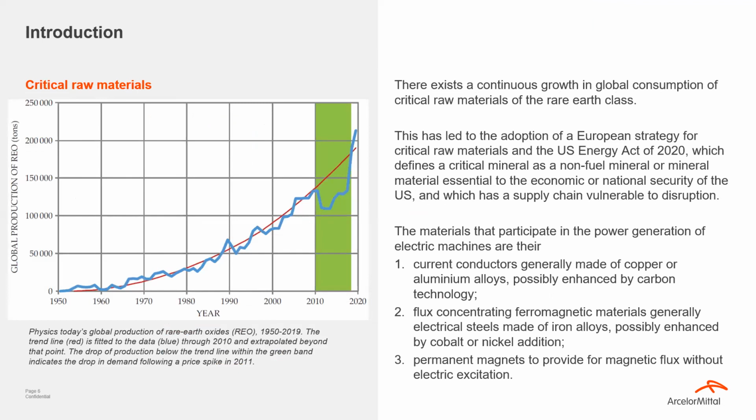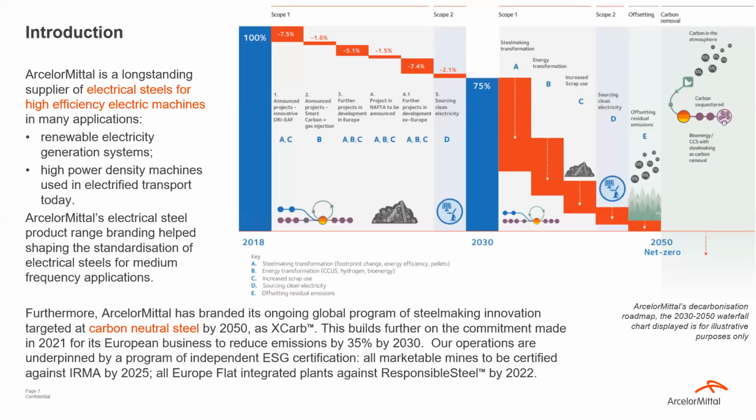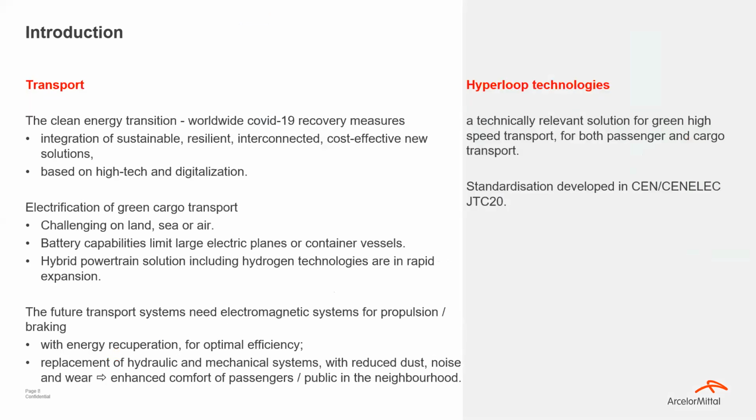The previous slide was a view from Europe. This one is the view from the United States, but the problems are similar. We have in ArcelorMittal a will to go to carbon neutral steels. This is the business plan behind it. But the electrical steel business has for a long time been working on renewable electricity projects and high power density machines for electric cars. So making a step over to Hyperloop was nothing that new for us, because it's part of our philosophy on green steel and green applications.